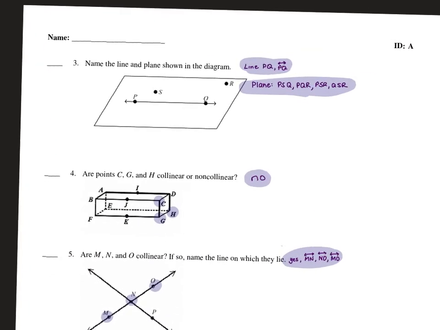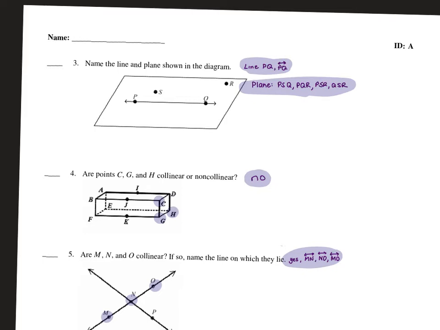So remember, for a line, you have to either put the word line or you have to put the arrows over the top to show that it's a line. It can't be just the two letters. The plane can be named by any 3 of those points, but they have to be non-collinear. So it doesn't matter what you pick this time because no 3 points are on the same line. But you could use any of those. If this was multiple choice, obviously you'd know which one to pick.